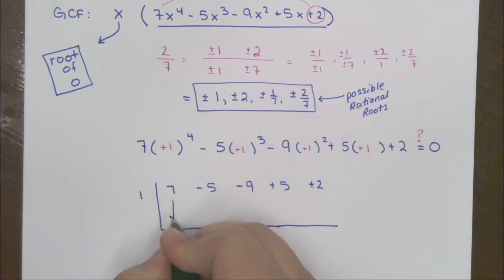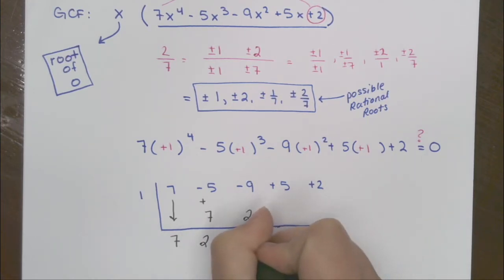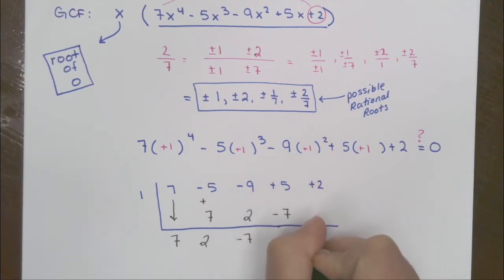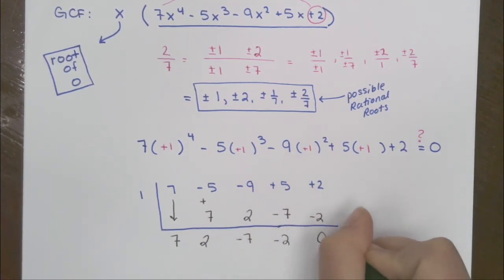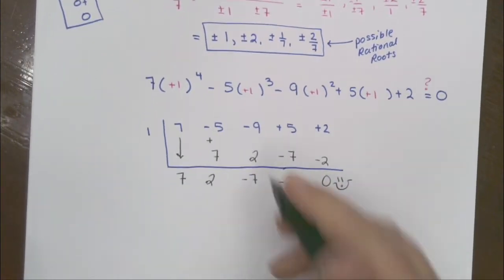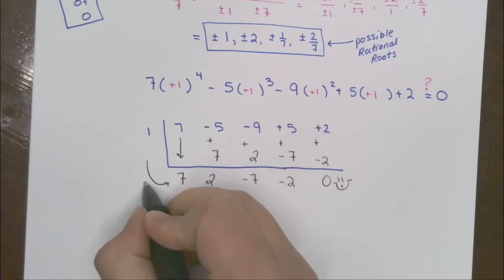Bring down the 7. 7 times 1 is 7. Add those together. We got a +2. 2 times 1, we got a, what is that? -7. Thank you so much for helping me out. -7, add those together. We got a -2, -2. Boom, that does work. We are happy. Again, we are adding in the middle. You guys are pretty good at that. And then we are multiplying on the outside.